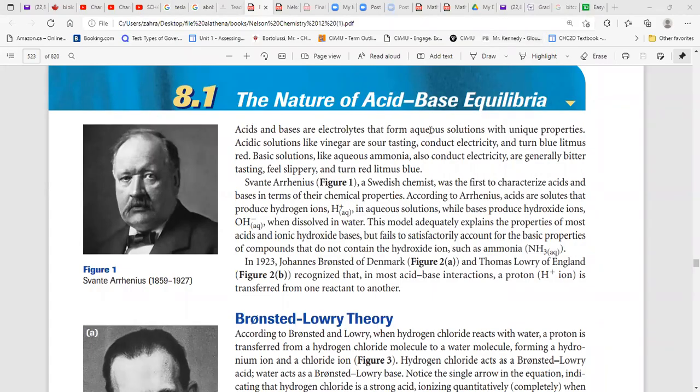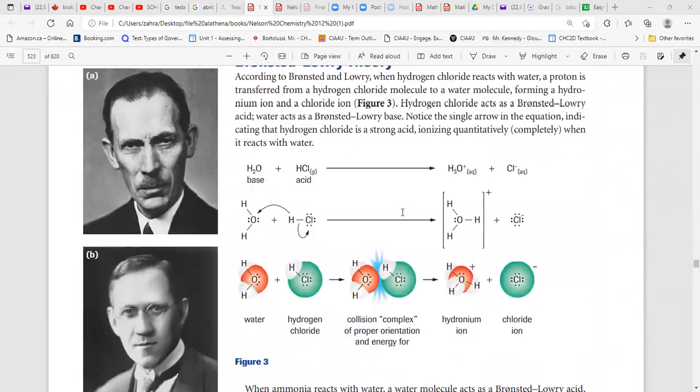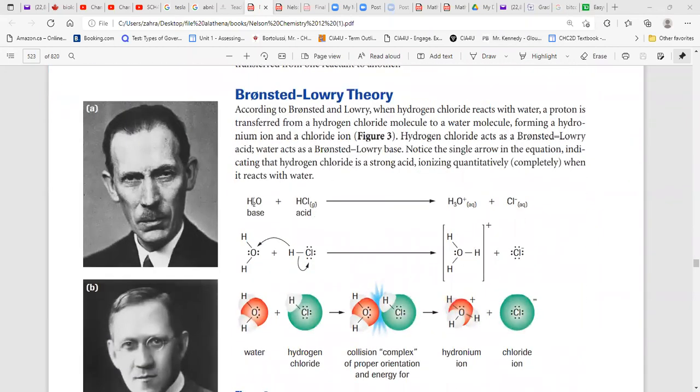2.1, the nature of acid-base equilibria. So, Bronsted-Lowry theory is saying that an acid loses a hydronium ion and the base will gain a hydronium ion. Hydronium ion is H+, right? Look at that, HCl is losing hydrogen, so this is acid. And H2O is gaining hydrogen, so this is base.